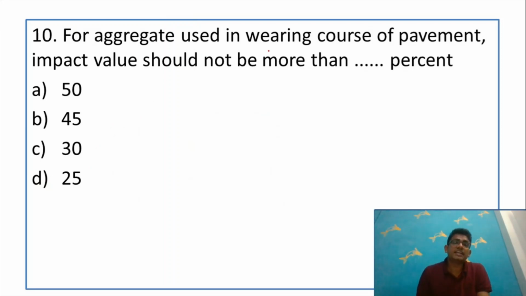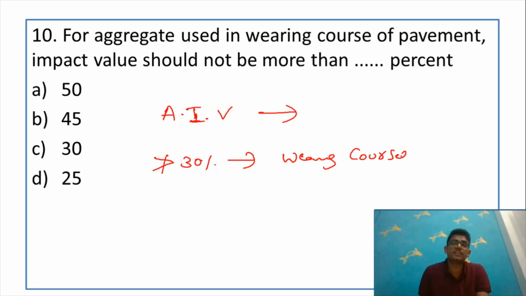Next one. For aggregate used in wearing course of pavement, impact value should not be more than dash %. Okay, so here they are talking about the aggregate impact value, and this aggregate impact value should not be more than 30% for aggregate used in the wearing courses. And this should not be more than 45% for other structures.